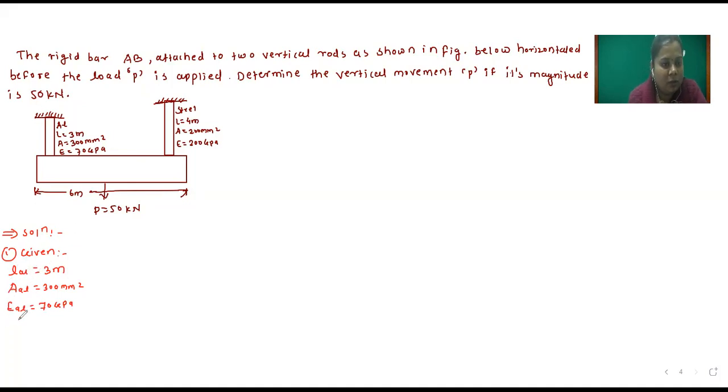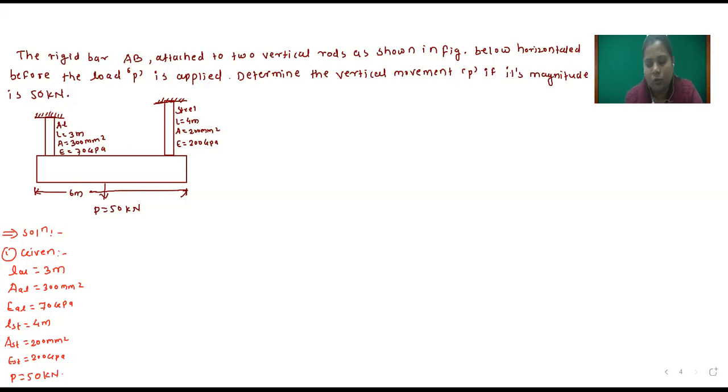Now we will take the steel rod. Length of steel rod is 4 meter. Area of steel rod is 200 mm square, and Young's modulus of steel rod is 200 GPa. And total load P equal to 50 kilonewton is given.